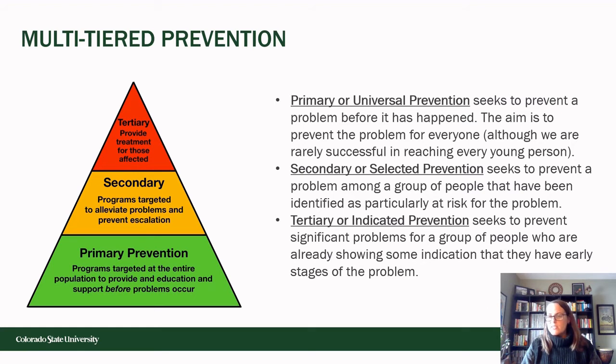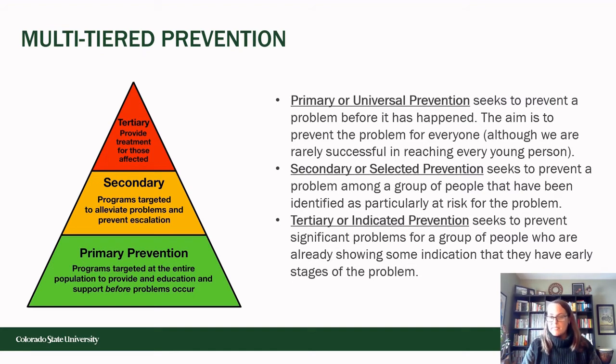So universal prevention activities seek to prevent a problem before it's happened. This is the aim to address everyone in the population, although we are rarely successful in preventing problems uniformly. For the selected interventions, we seek to prevent a problem among a group of people that have been identified as particularly at risk for the problem.